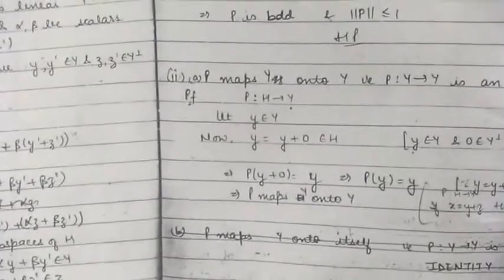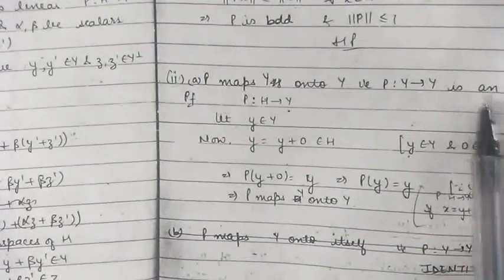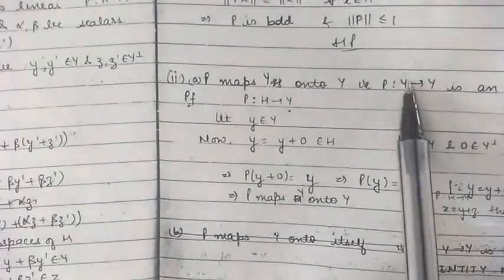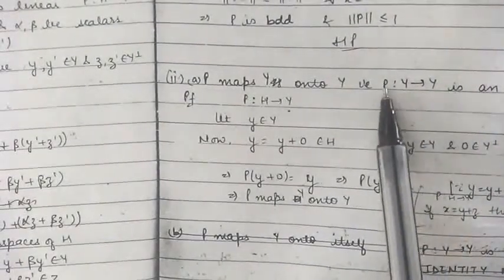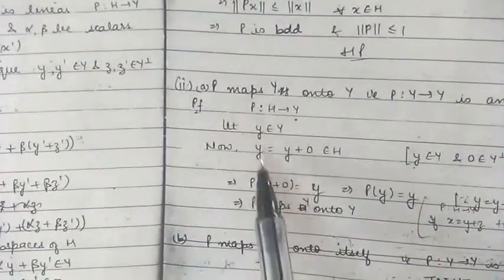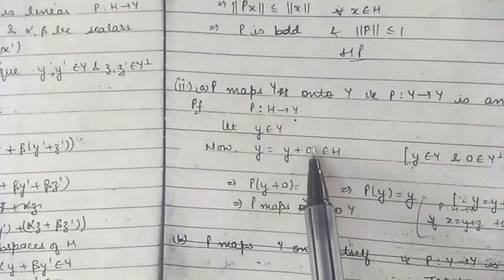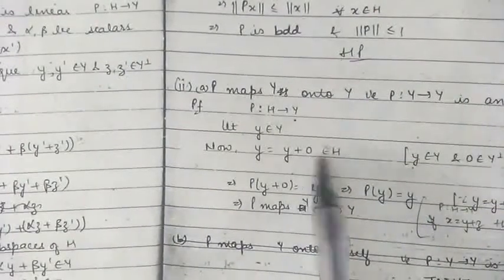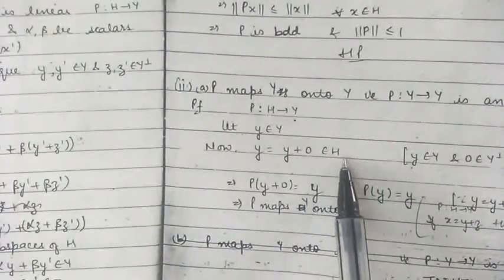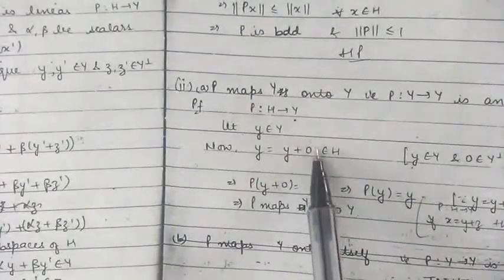Now, the next property of this operator is that P from Y to Y becomes the identity mapping. So in order to prove this, we are to prove that if we take y belonging to Y, then its image under P is again y. So let us take y belonging to Y. Now y can be written as y plus 0. This 0 belongs to Y complement because Y complement is a subspace of H, so 0 will belong to it. So this belongs to H because H is Y plus Y complement. This element is from Y, this is from Y complement.